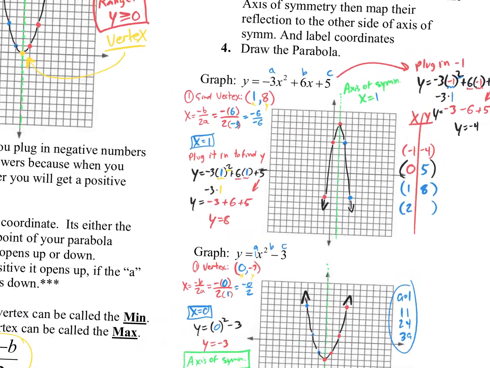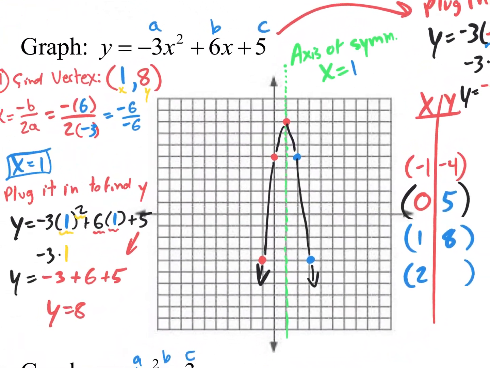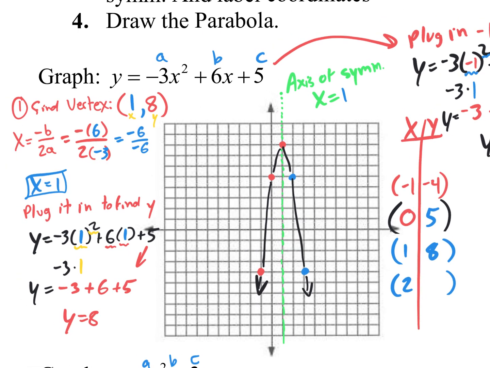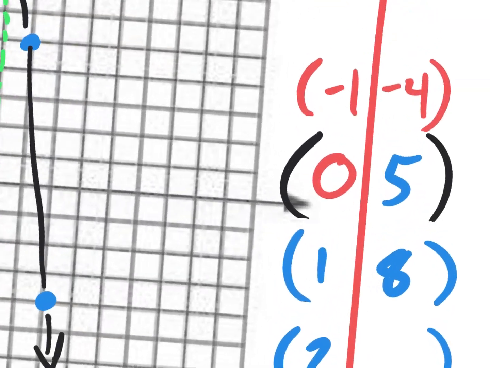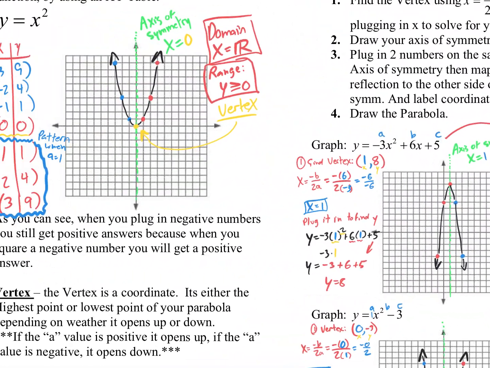So what if you don't have the A value of 1? Tomorrow I'll show you how to modify the pattern, but as of right now, we're going to use an XY table to find more points. But back to this.